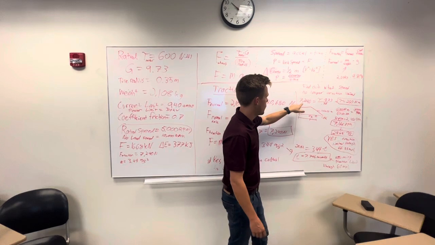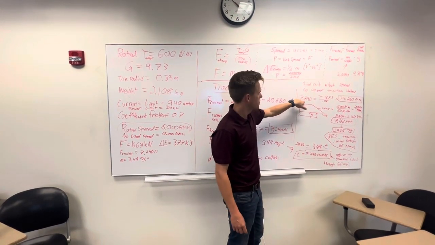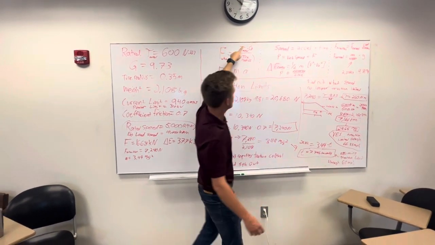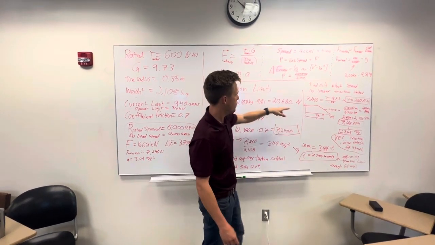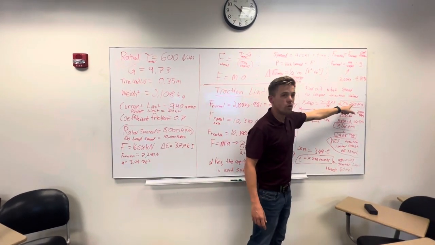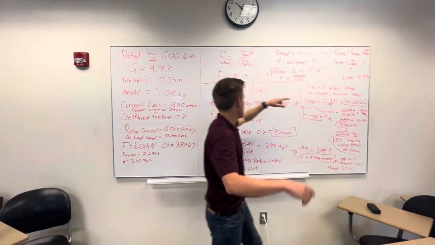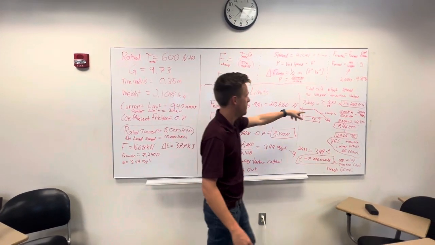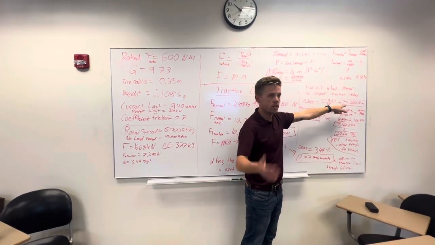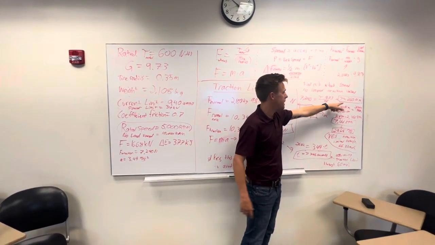So here's what we do. We take this F traction, we put it through this equation right here. We figure out the torque of the motor. Torque of the motor is 260 newton meters, which is really interesting once again because the motor can do 600 newton meters. So you have to limit it quite a bit. 260 newton meters is what you need to limit it down to in order to not spin out.